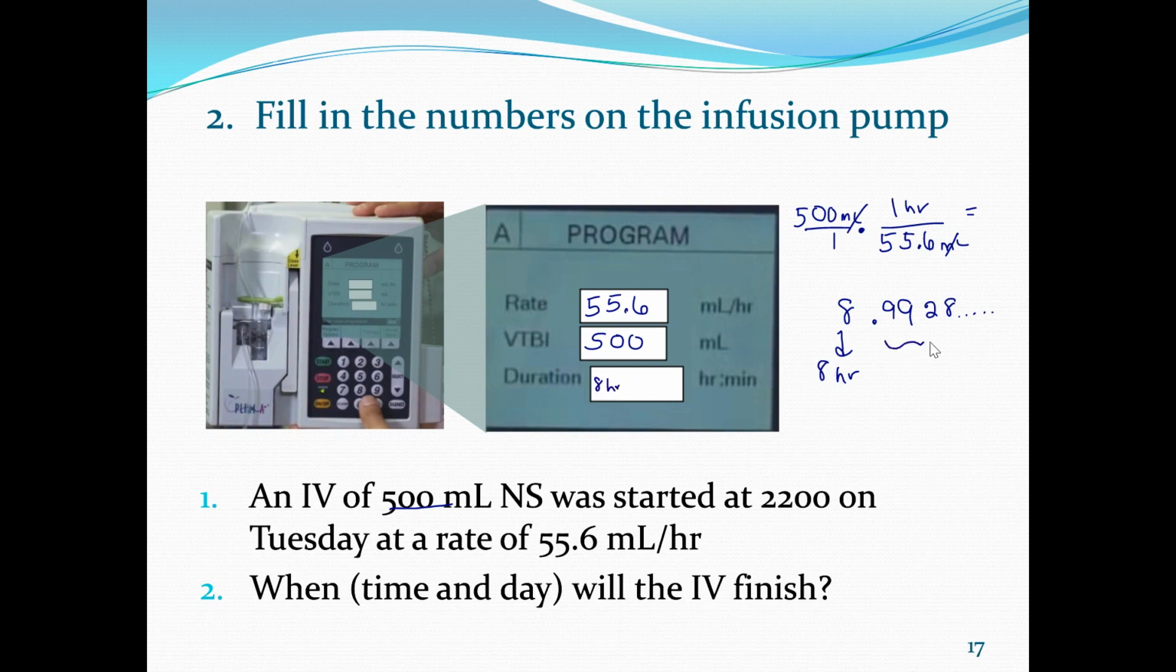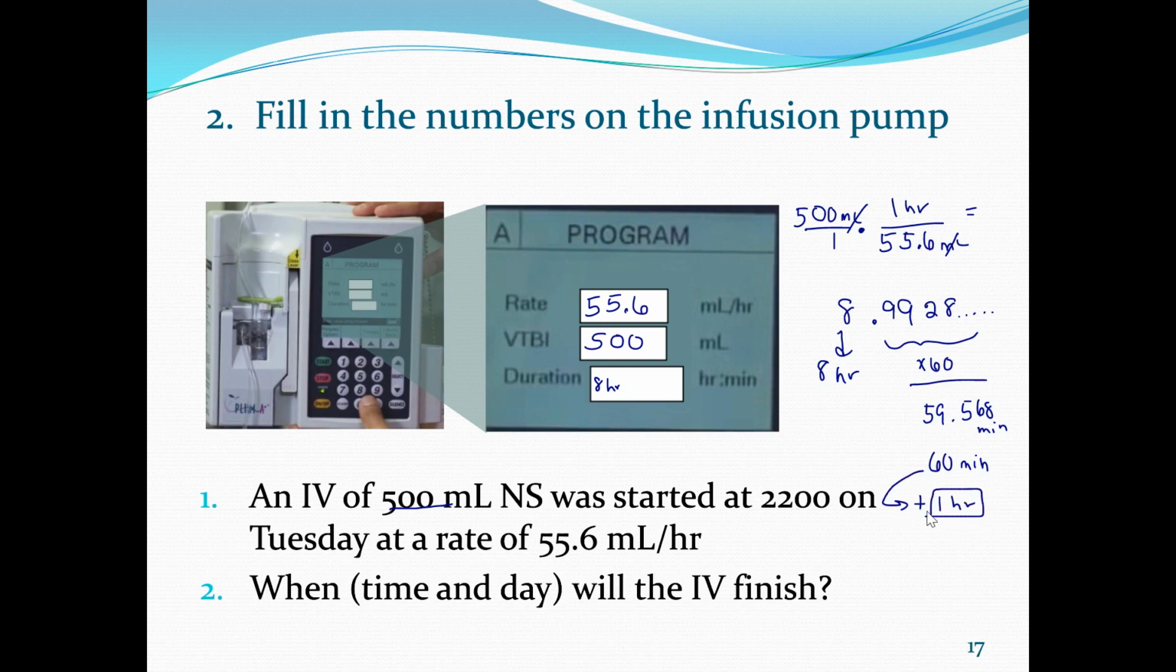I'm seeing this, and this looks crazy close to another hour because 0.99 is really, really close. But I'm going to try it on my calculator. So on my calculator, I'm putting minus 8, and then I'm taking this decimal times 60. So times 60. And I get 59.568 minutes. Well, if I round that to the nearest whole minute, that is 60 minutes, and that is an additional hour.